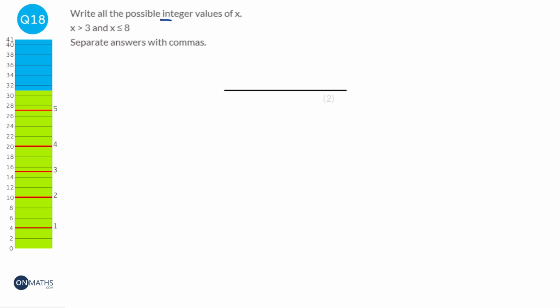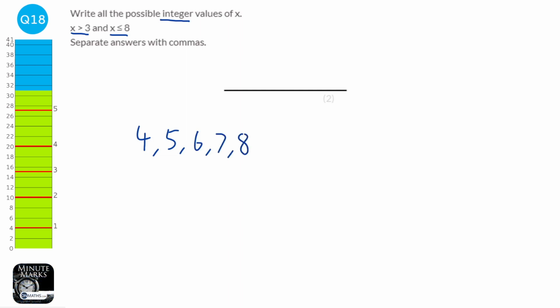Integer just means whole number, so we're looking for all the whole numbers that satisfy these 2 inequalities. Well, the first inequality says that it has to be greater than 3, so the smallest number that is greater than 3 is 4. The second inequality says it has to be less than or equal to 8. So I'm just going to keep going till I get to a number that is not less than or equal to 8. It can't be 9 because 9 is not less than or equal to 8. So our answer is 4, 5, 6, 7 and 8.